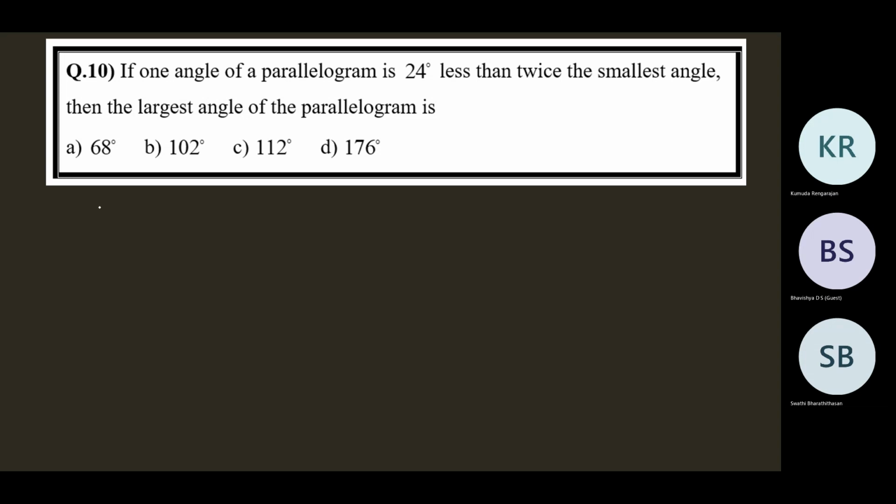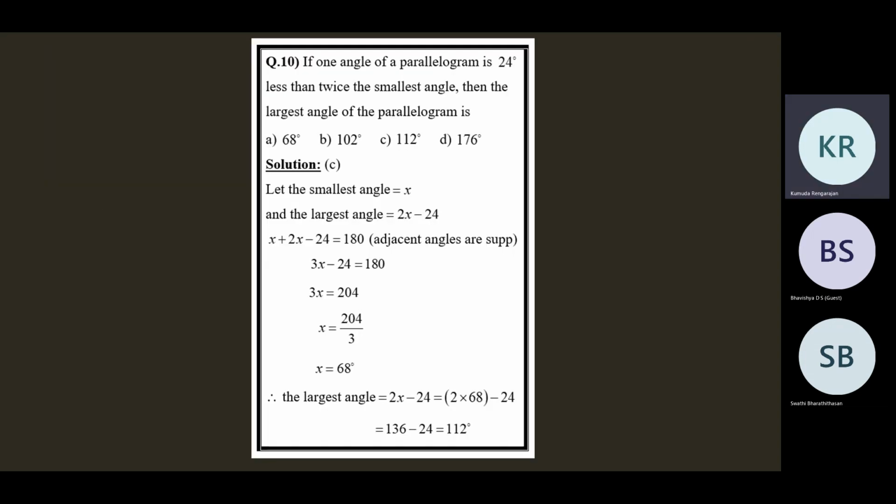smallest angle. So you should say, let the smallest angle be x. What is the other angle, the largest angle? It's 24 less than twice the smallest angle, 2x minus 24. But we know that these angles are supplementary, so they add up to 180. On solving this, x is 68. The question is to find the largest angle of the parallelogram. So this is the smallest angle x. The largest angle is 2x minus 24. So 2 into 68 minus 24, which is 112.